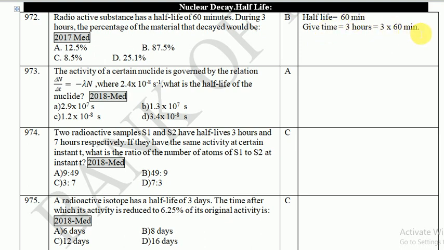It means that 3 half-lives will take place. The time is enough for 3 half-lives, so the substance will decay 3 times. The question asks for the percentage of material that decays. So how much decay would occur? If we have 100% substance, after the first half-life it will become 50.